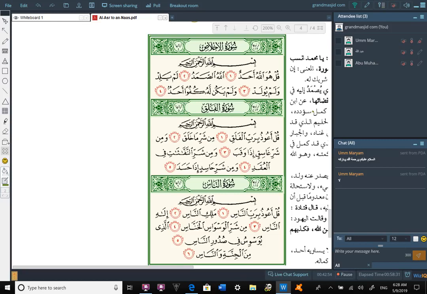So, Qul a'udhu bi rabbin nas, say, a command to the Prophet ﷺ, and therefore a command to us as his followers. I seek refuge in the Lord of mankind, Malikin Nas, the King of mankind, Ilahin Nas, the God of mankind, Min Sharril Waswasil Khannas, from the evil of the retreating whisperer. He retreats when we remember Allah Azza wa Jal. Alladhi yuwaswisu fi sudurin nas, the one who whispers into the breasts of mankind. Min al-jinnati wan nas, from the jinn and from the people.